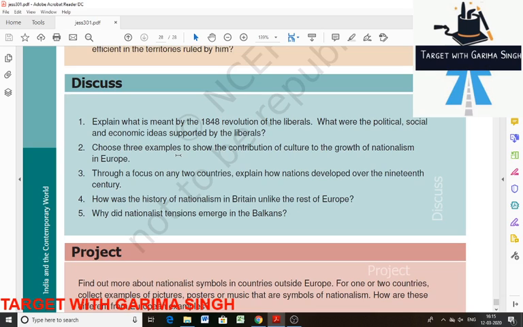So three things I have discussed: language, folk songs, dance and poetry, and Romanticism, that is, through art. Then third is, through a focus on any two countries, explain how nations developed over the 19th century.